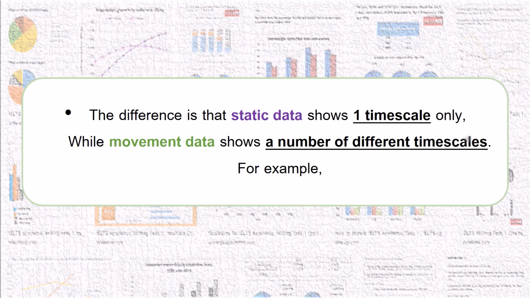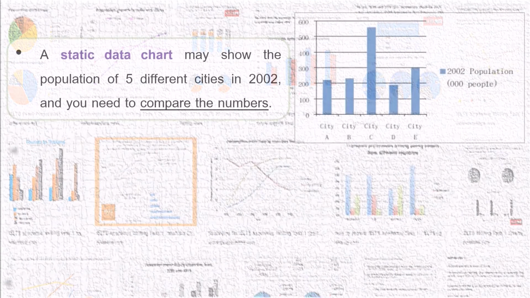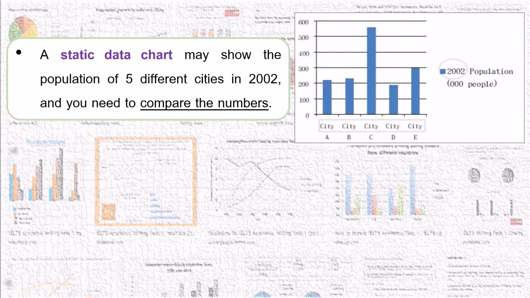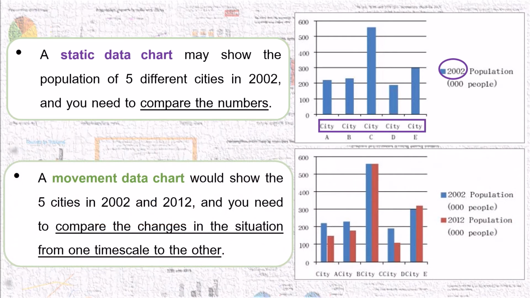The difference is that static data shows one time scale only, while movement data shows a number of different time scales. For example, a static data chart may show the population of 5 different cities in 2002, and you need to compare the numbers. A movement data chart would show the 5 cities in 2002 and 2012, and you need to compare the changes in the situation from one time scale to the other.